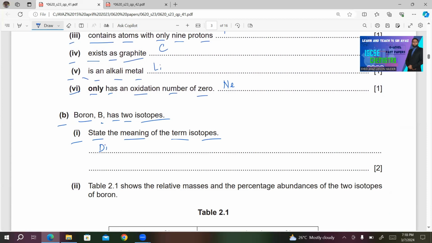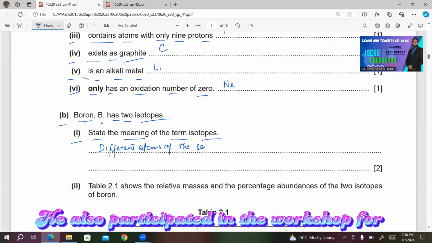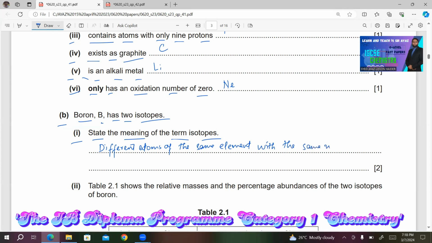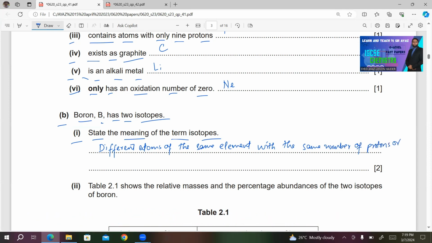So I will write different atoms of the same element with the same number of protons or proton number but different number of neutrons or nucleon number.